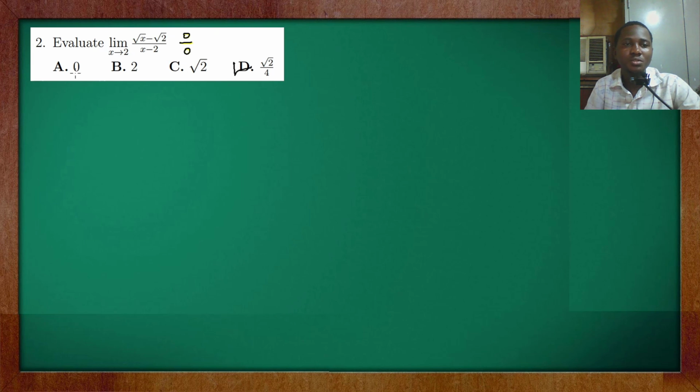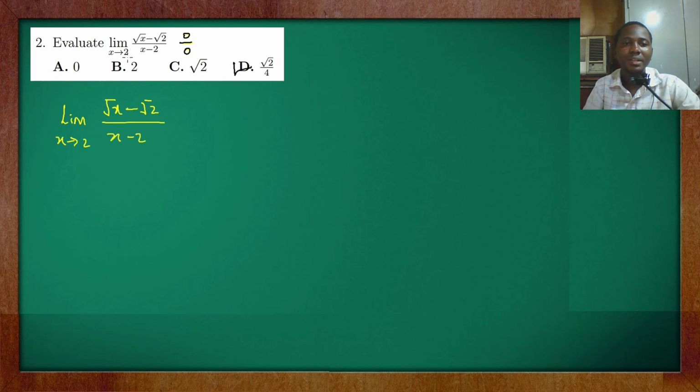In this question, we have to evaluate the limit as x tends to 2 of the square root of x minus the square root of 2, all divided by x minus 2. Here we have this to be the limit as x tends to 2 of the square root of x minus the square root of 2, all divided by x minus 2.